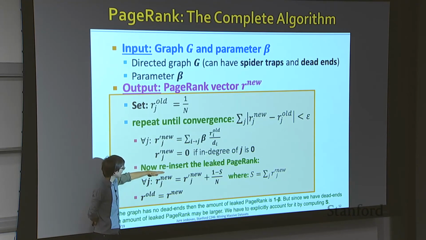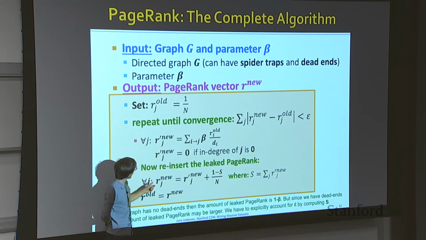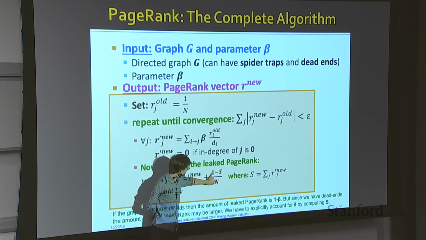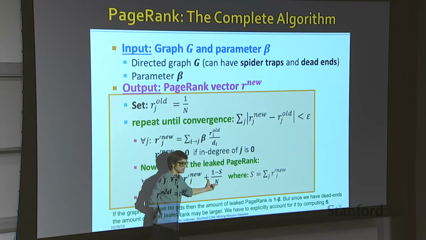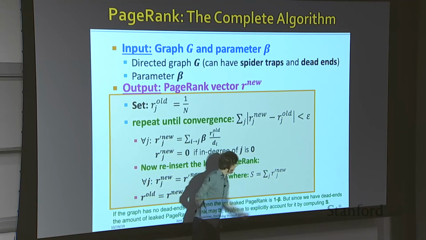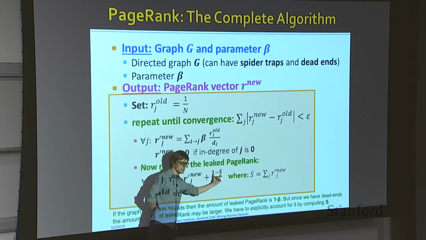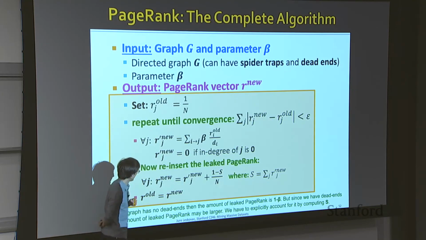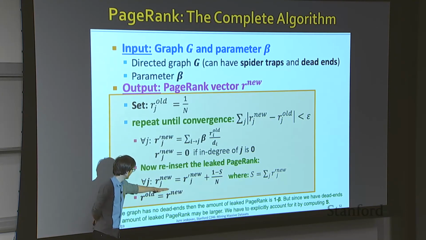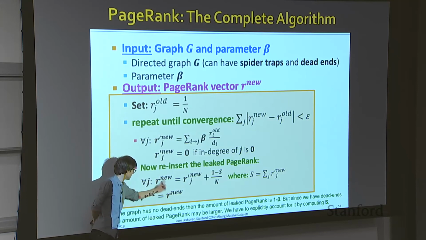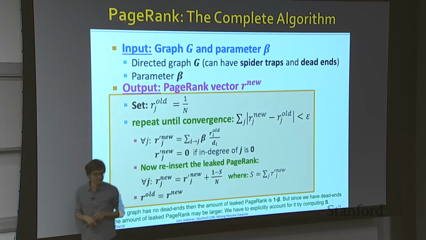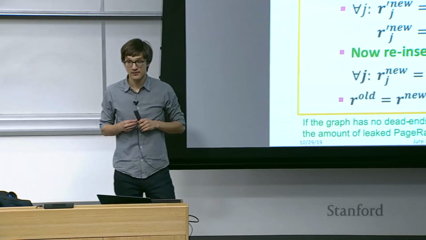Now I have to reinsert the leaked PageRank. The way I do that is to check what this R new dash sums up to, and whatever it does not sum up to, I add to every term. So S is the sum of R dash new, and this is how much is missing to get to 1, and each node gets one share of that. This is inserting the leaked PageRank to get the new vector. Now R old becomes R new, and I can go back and redo it.